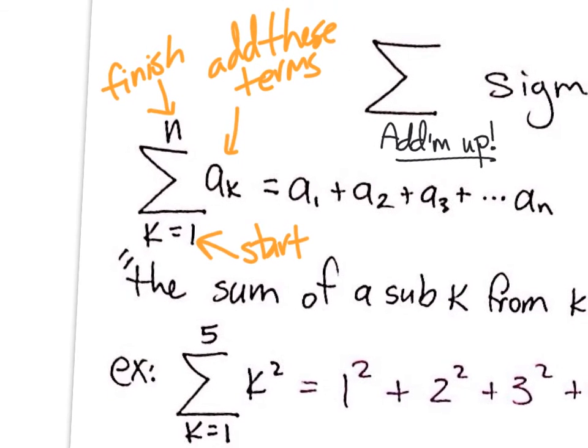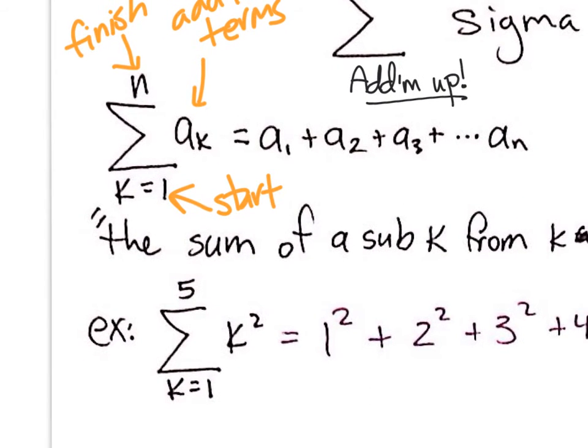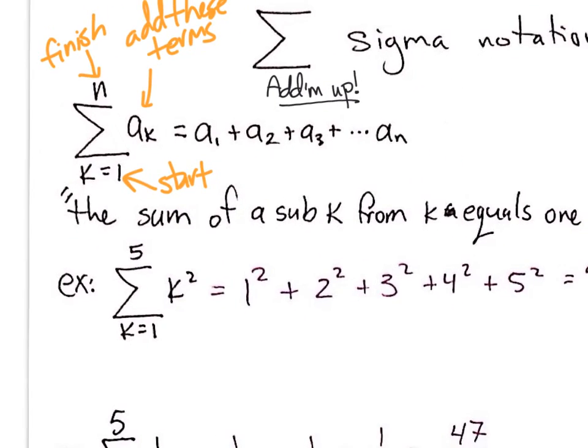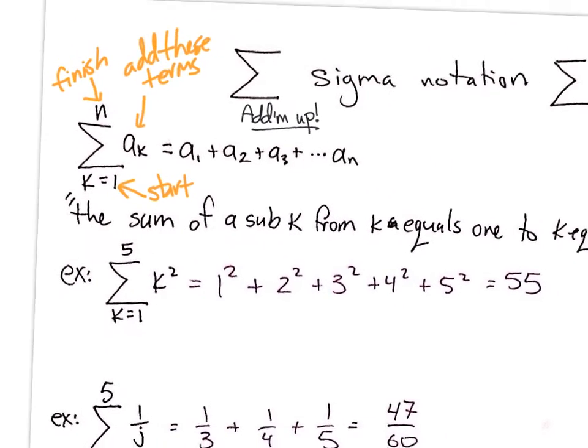Okay, here's an example. This is the sum of k squared from k equals 1 to 5, meaning we're taking the integers 1, 2, 3, 4, and 5, squaring them and adding them together. So we plug in a 1, squared, plug in a 2, squared, plug in a 3, squared, plug in a 4, squared, plug in a 5, squared. Wish I could talk faster. Okay, and I think we get 55 for that.